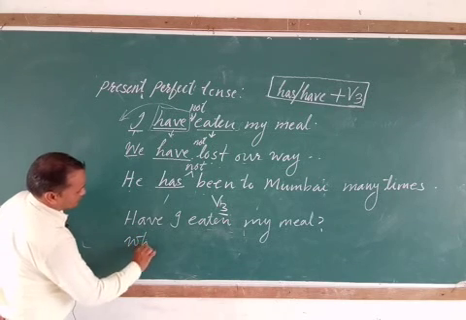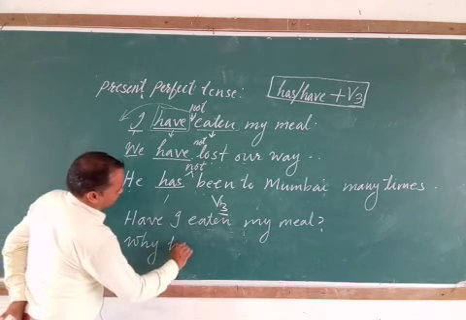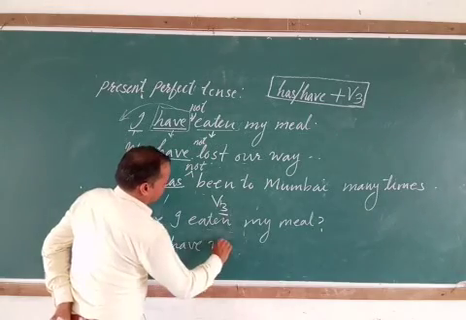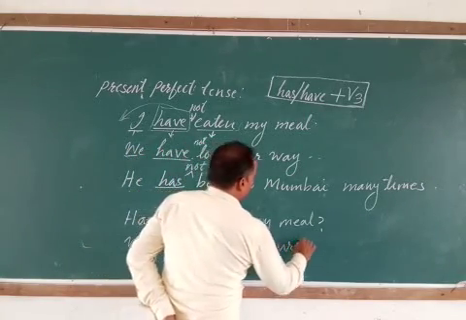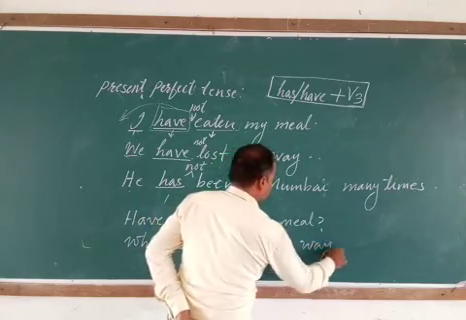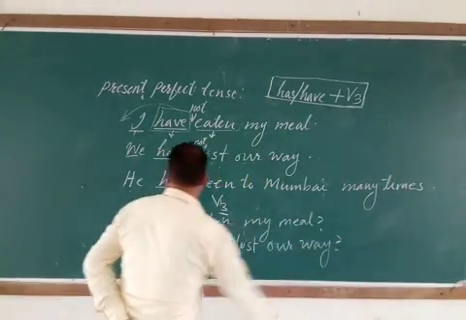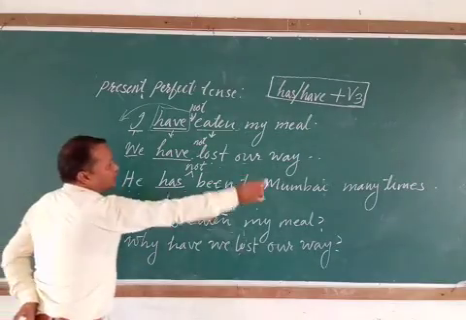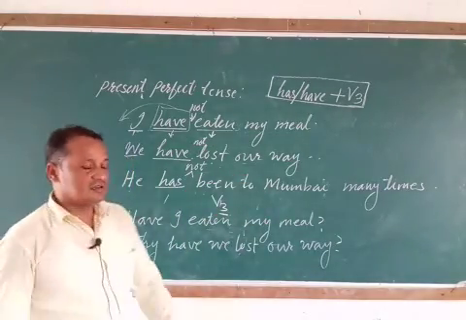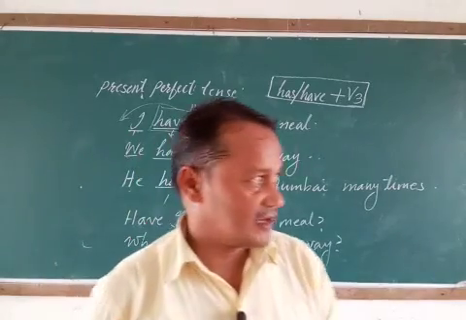Why have we lost our ways? Question. And has he been to Mumbai many times? This is the structure of the tense.